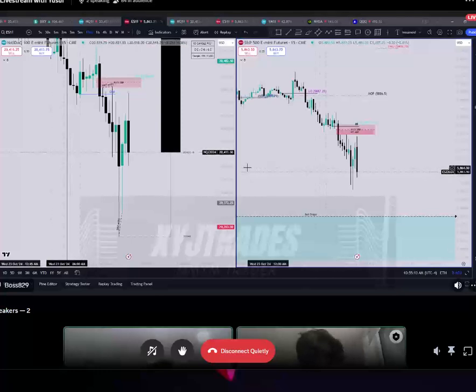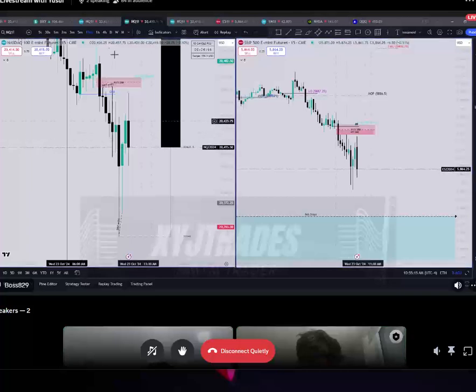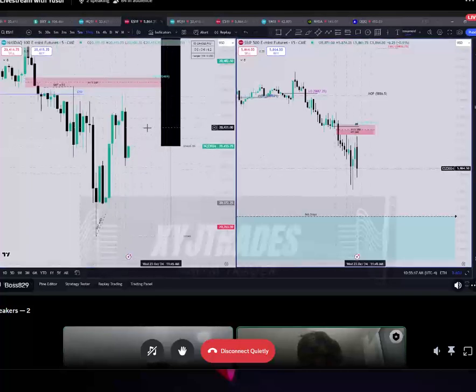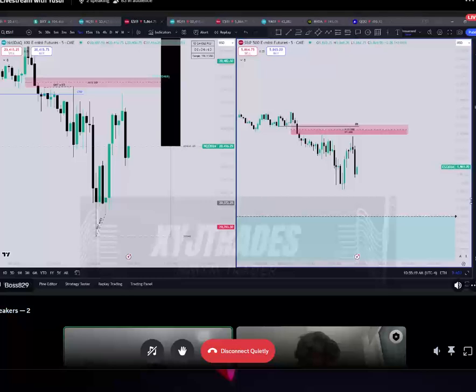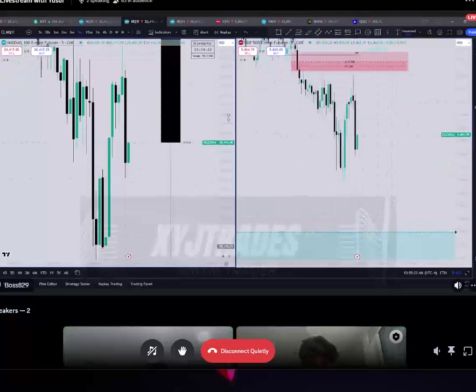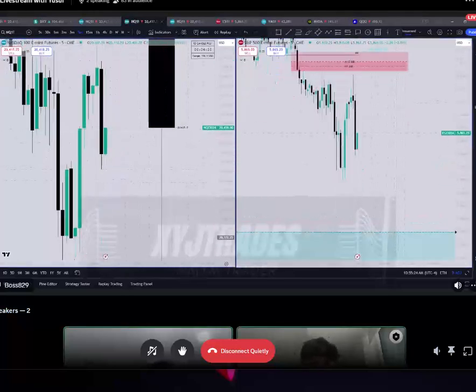We didn't inverse that 5 minute gap, did we? Oh, we did. We have an inversion of that 5 minute fair value gap as well on ES. Yes, got it. Nasdaq didn't get it. Let's see. I'm not shorting Nasdaq here.